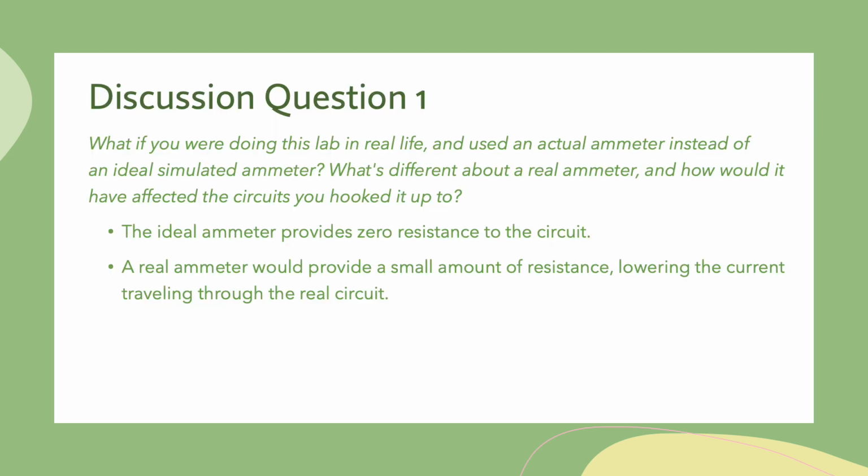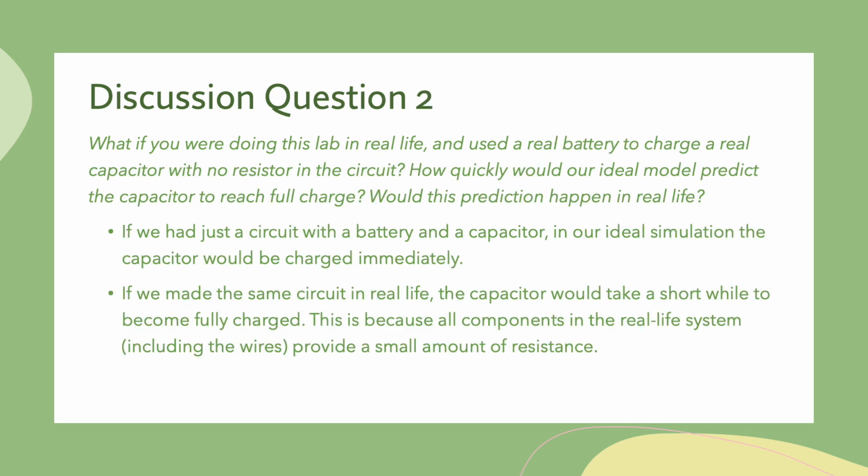Discussion question 1. In our simulation, the ideal ammeter provides zero resistance to the circuit, but if doing this lab in real life, a real ammeter would provide a small amount of resistance, lowering the current traveling through the real circuit. Discussion question 2. In our ideal simulation, if we had just a circuit with a battery and a capacitor, the capacitor would be charged immediately. However, if we made the same circuit in real life, the capacitor would take a short while to become fully charged. This is because all components in the real-life system, including the wires, provide a small amount of resistance.